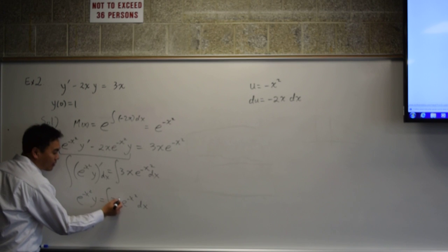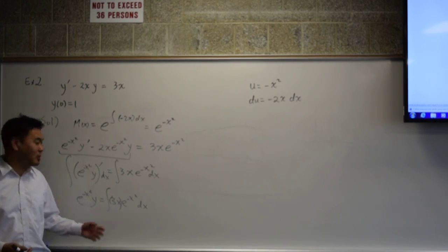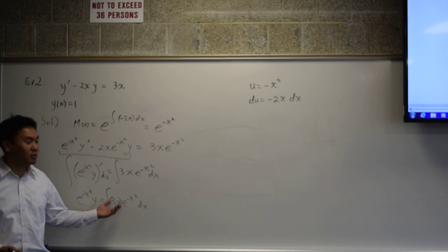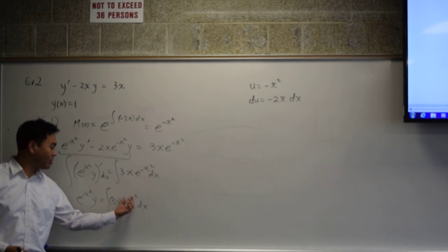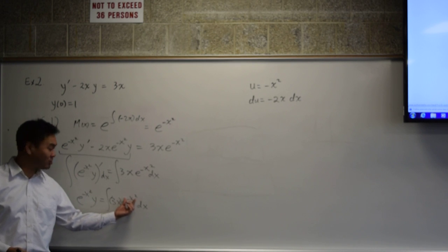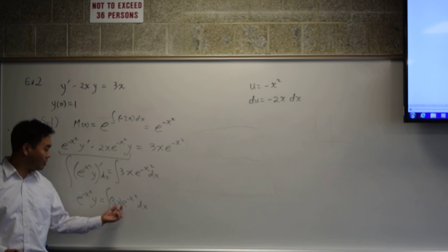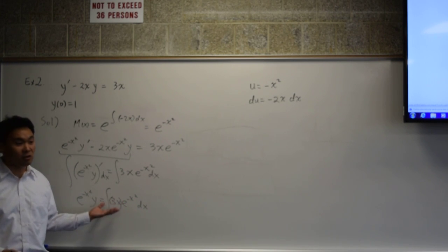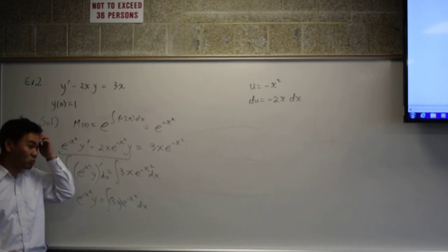See, when you have a product of two functions, that means you need to use either integration by parts or substitution. How do you know which one to use? Well, here's the rule of thumb. Just pick the one that seems to be the inside function. See if the derivative of the inside function is some constant multiple. If you differentiate this, you get negative 2x, and this is 3x, so 3x is some constant times negative 2x. Is that right? Yeah. In that case, you use a u substitution.